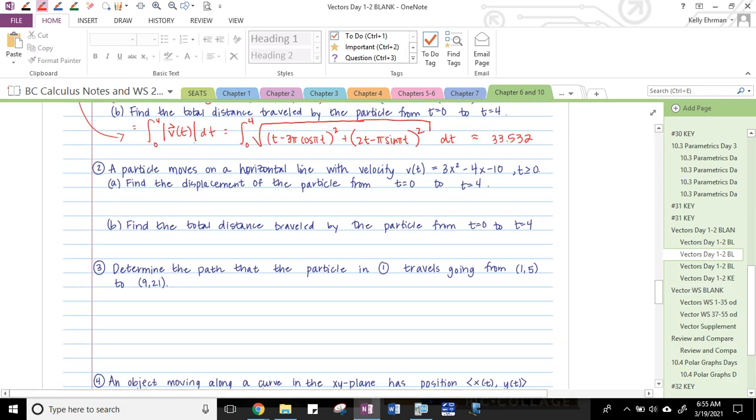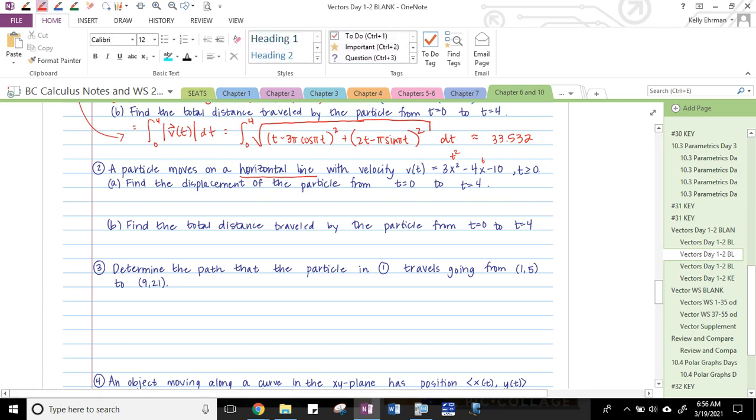A particle moves on a horizontal line, not on a curved path, with velocity v of t equals, oops, that should be t, 3t squared minus 4t minus 10 for times t greater than or equal to 0. Find the displacement of the particle from 0 to 4. Now, this is back to the beginning of the year, like chapter 1, but now we know how to integrate. So we're moving along a horizontal line.